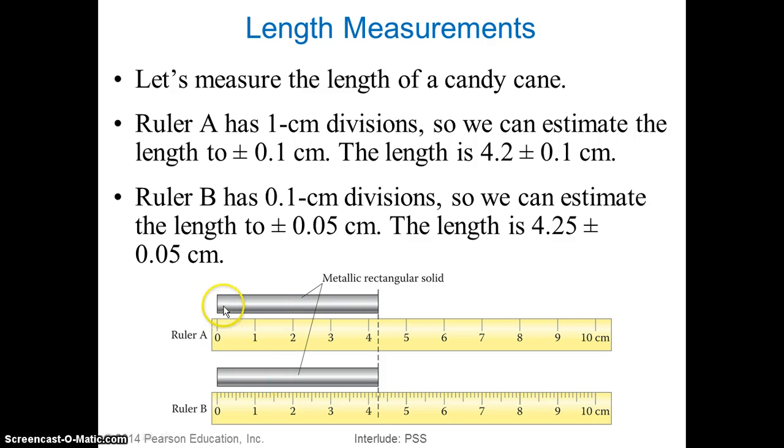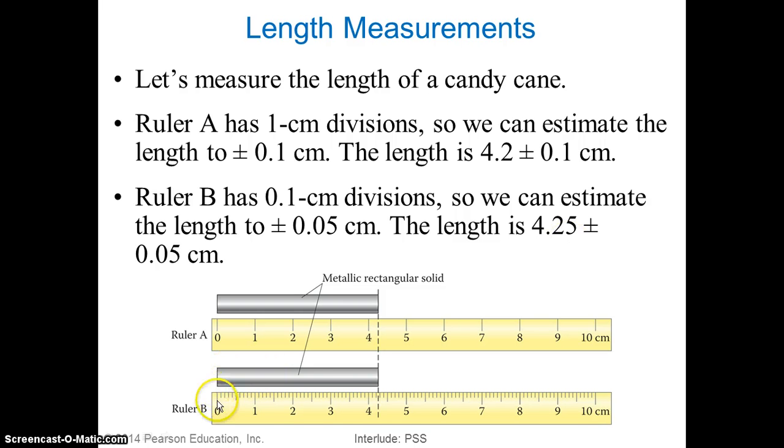Now let's take an example of a metallic rectangular solid and measure it with ruler A and B. When we measure with ruler A, it gives a length of 4.2 plus or minus 0.1 centimeter, because ruler A has 1 centimeter divisions, and we can estimate length to plus or minus 0.1 centimeter. Ruler B has 0.1 centimeter divisions, and we can estimate length to plus or minus 0.05 centimeter. So the length of this rectangular solid is 4.25 plus or minus 0.05 centimeter.